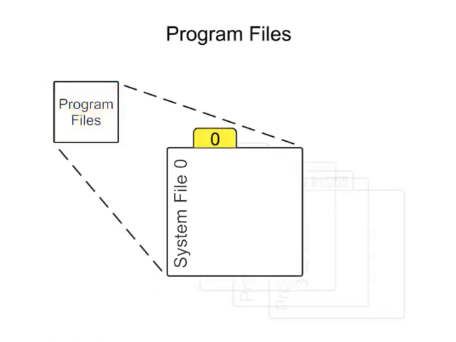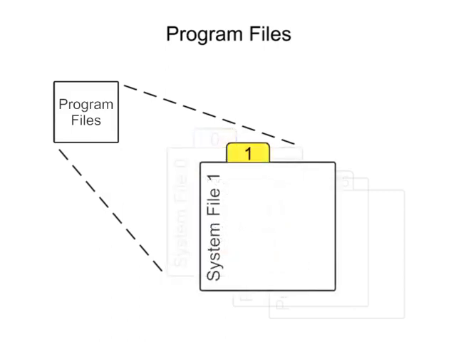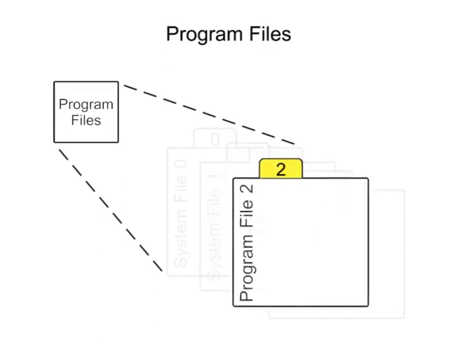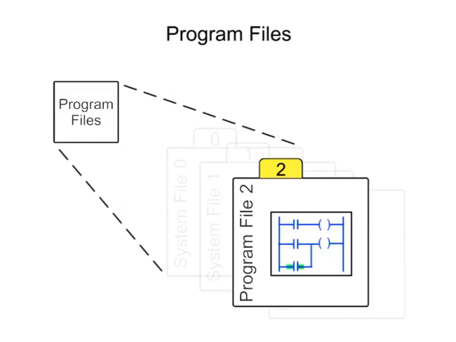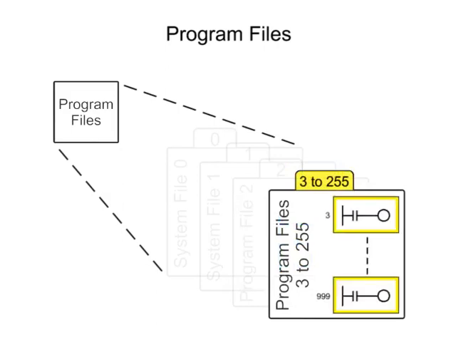File 0, system functions, contains system-related information and user-programmed information such as processor type, processor file name, and password. File 1, reserved, is not accessible to the user and is reserved for the processor. File 2, user program, contains the instructions defined by the user to create the ladder logic program. Files 3 through 255 are user-created subroutine programs.